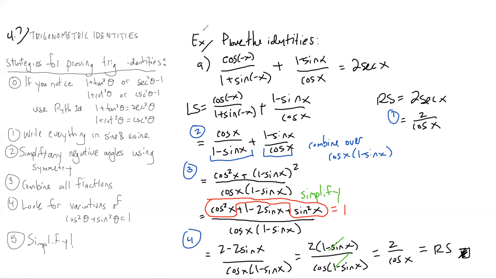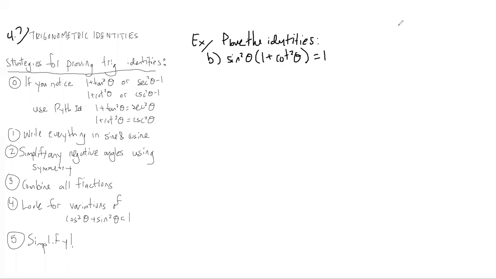So let's try another. For B, this actually is really similar to one that I'd done in a different video, but that's okay. We're going to do this one with a different approach. If you're paying attention to step 0, you might see that there's that 1 plus cotan squared. That can be written as cosecant squared. But I'm not going to do that. I'm going to pretend that you forgot to look for that and show you how it still works out.